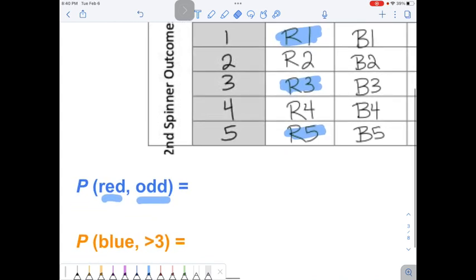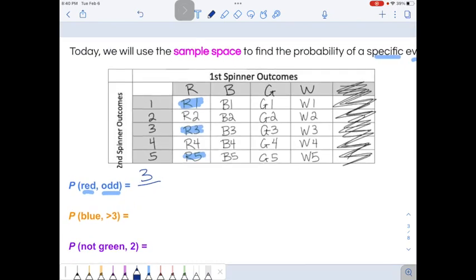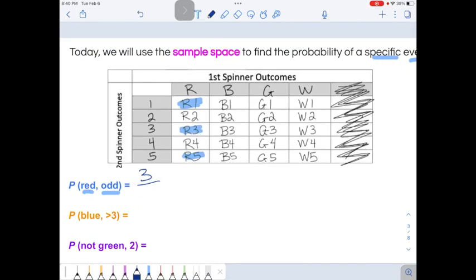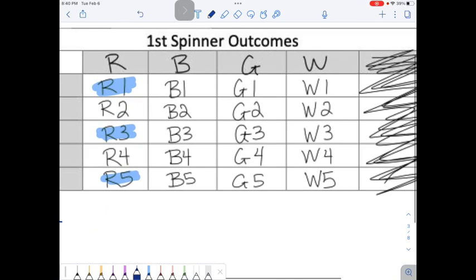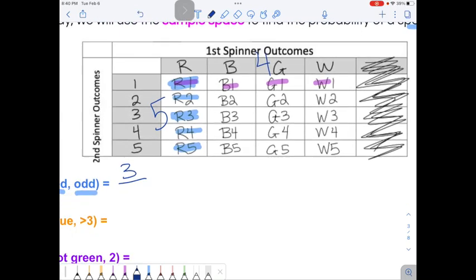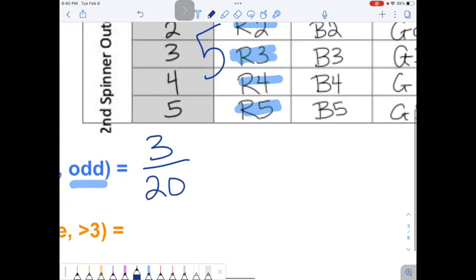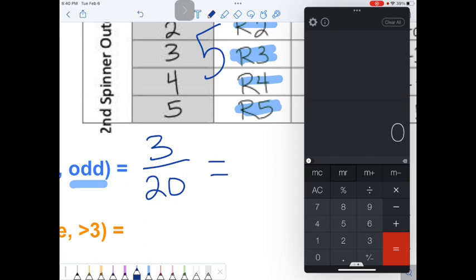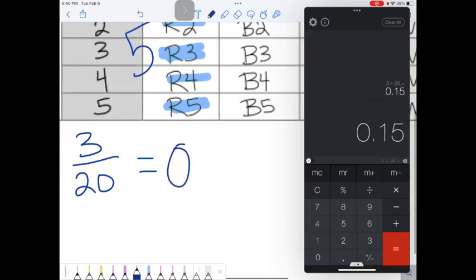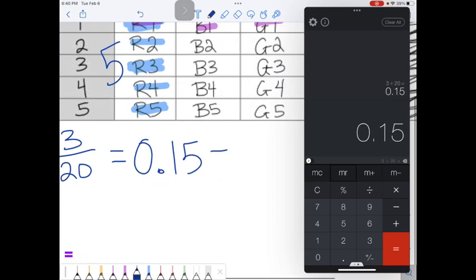So for a fraction, it would be 3 on top of, and now I need to figure out how many total outcomes there are. I can count each individual one, or I can say it's 5 tall, and it's 1, 2, 3, 4 wide. So 5 times 4 is 20. So the fraction is 3/20. There are no common factors. So in my calculator, 3 divided by 20 gets me to 0.15, which by now you know equals 15%.